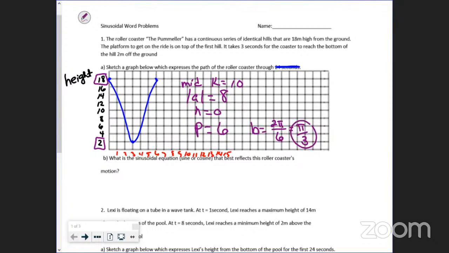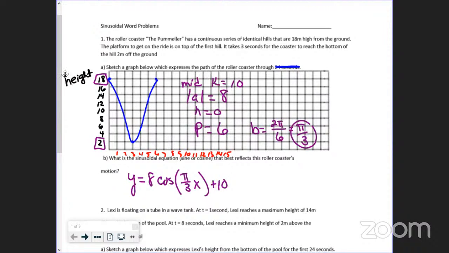I can write my function then. I'm going to write it as a cosine function, what I'm choosing to. Y equals 8 cosine of pi over 3 x. I don't have to put brackets in brackets because there's no phase shift left or right. And the last part is plus the midline, plus 10. Got it. There it is.